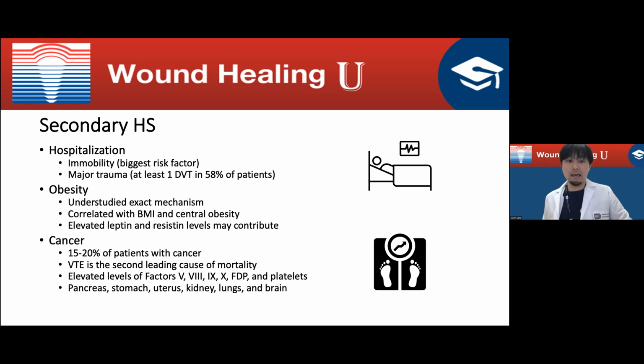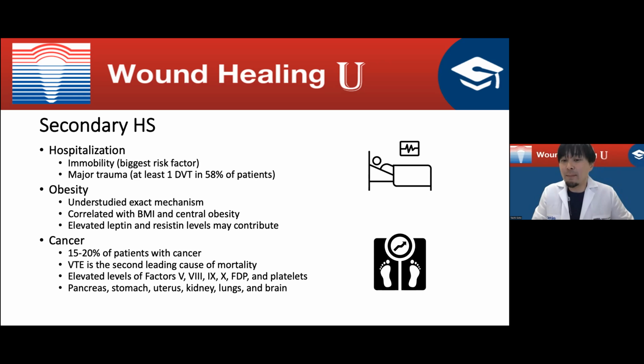And next, here I'm going to introduce some knowledge about secondary hypercoagulable states. Like I said before, one of the major risk factors is hospitalization, because immobility is the biggest risk factor. Also, major trauma is an exceptionally high risk, where at least one deep vein thrombosis occurs in 58% of traumatic patients. And also, obesity is another risk factor.